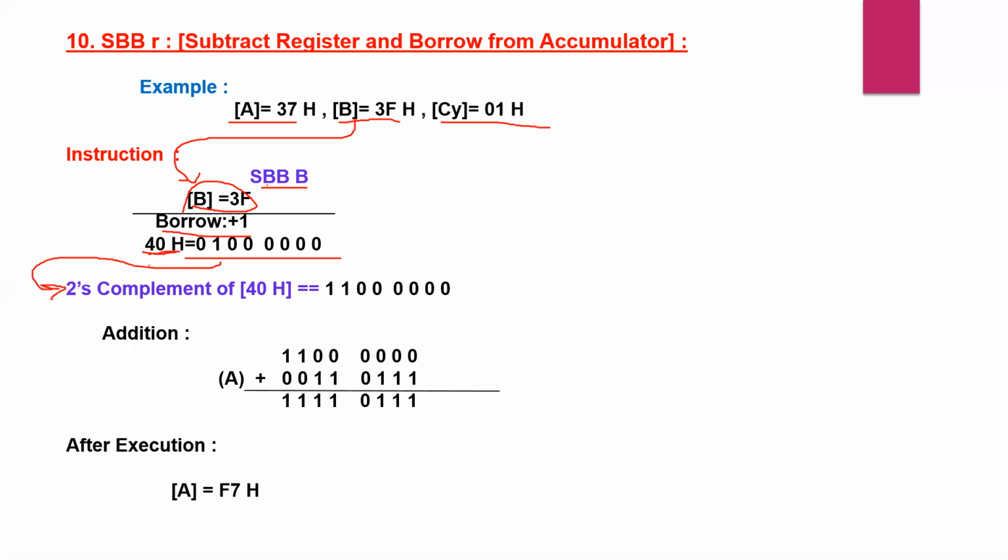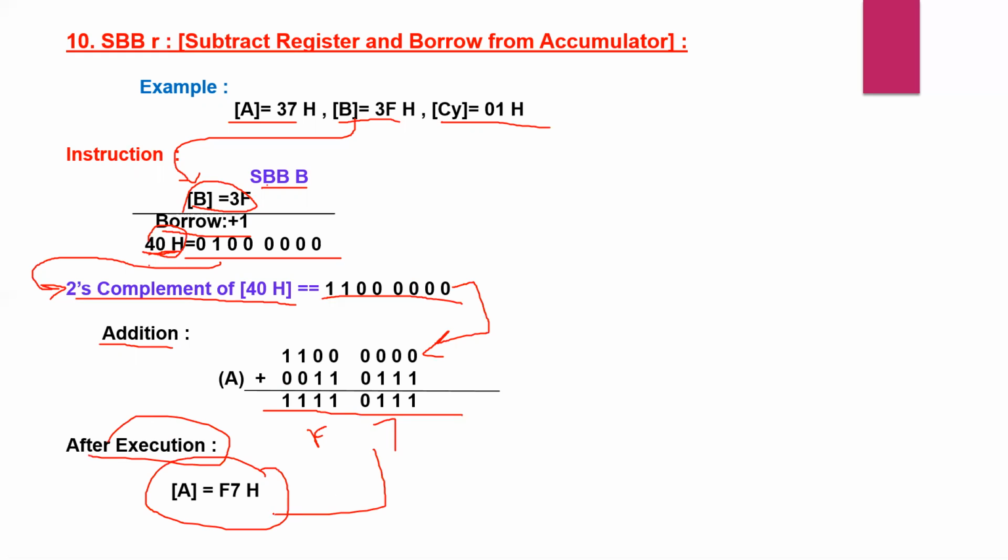For subtraction, we use 2's complement of second number, 11000000. Now add it to the first number, that is 37 plus complement of second number. Answer is F7. After execution of instruction, result is stored in accumulator, that is F7H.